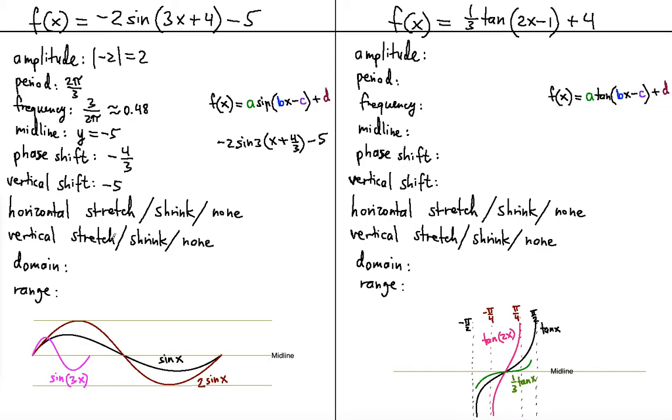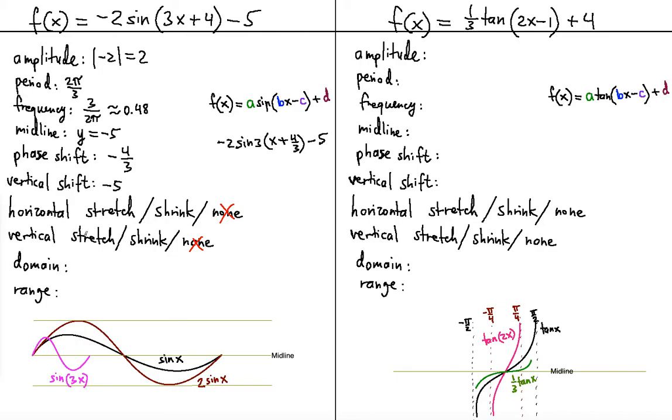Now here comes an interesting part. So horizontal stretch or shrink and also the vertical stretch or shrink, or none. In this case, there will be no none, so we're going to cross that out. That's not going to be applicable. In this case, we definitely will have stretches. So how does this work?